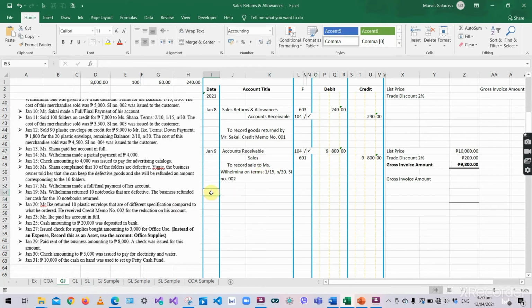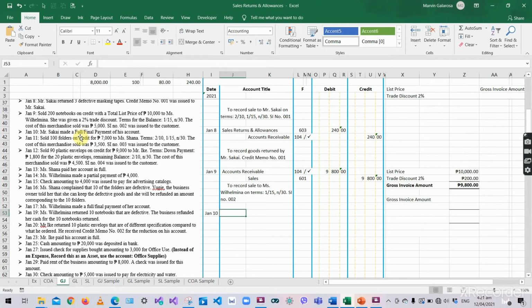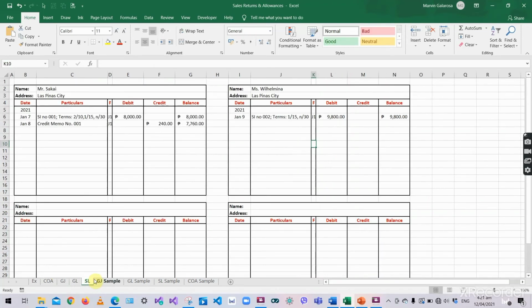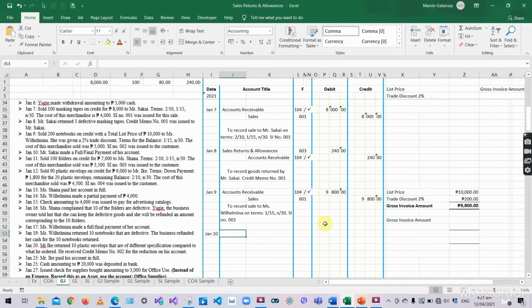January 10. Mr. Sakay made a full or final payment of his account. So, si Mr. Sakay, di ba meron na tayong subsidiary ledger? Pwede mong tignan-tignan to. Makikita mo kagad yung balance ng customer. So, after ng kanyang returns noong January 8, ang natirang balance na lang is 7,760. And binayaran na daw niya to in full. Ano yung ating magiging journal entry sa January 10?